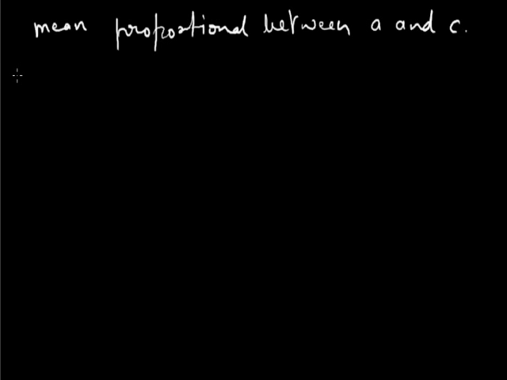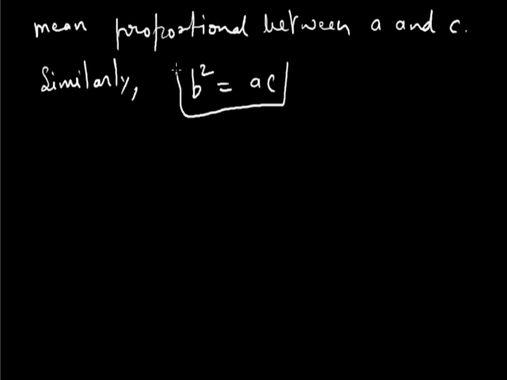Mean proportional is the term which is in the middle of the continued proportion between three numbers. If a, b and c are in continued proportion and they are numbers, then the middle term b is called the mean proportional between the two extreme terms a and c. Similarly, for solving the problems of mean proportional, we can use the formula which we have derived in continued proportion, that is b square is equal to ac if a, b and c are in continued proportion, or b is the mean proportional between a and c.